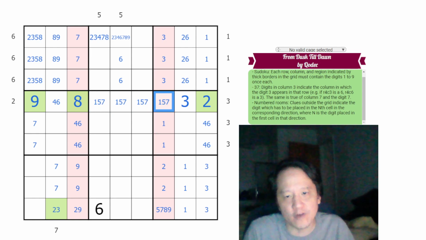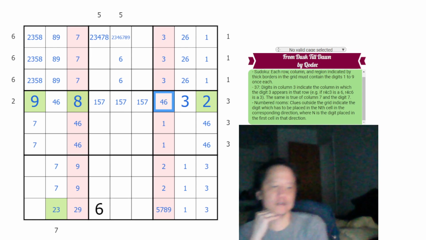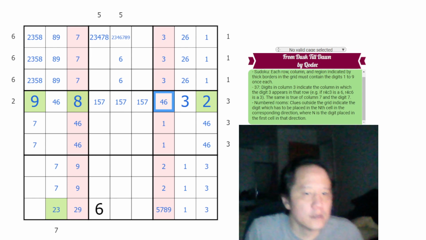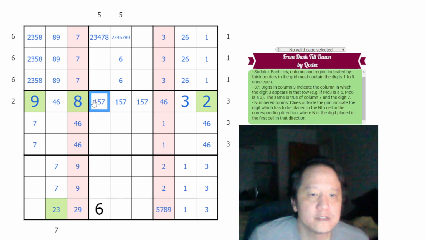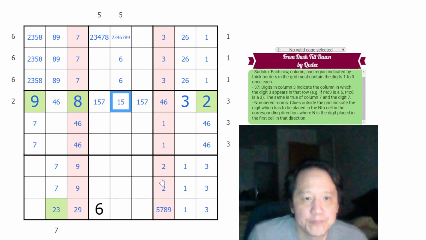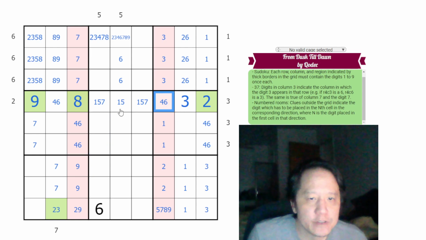So this becomes 1, 5, 7. So this is 4 or 6. Interesting. Which means 7 is in the 4 or the 6. So this cannot be 7. So we have a little bit more information, I think.